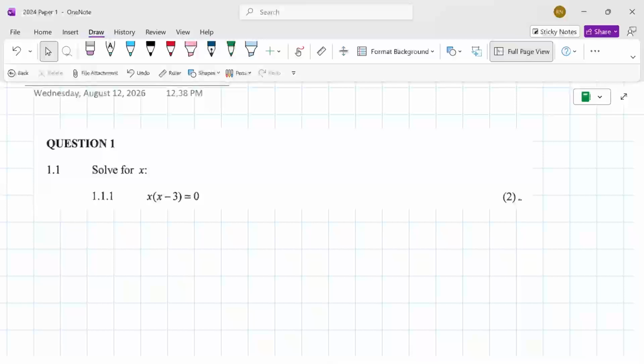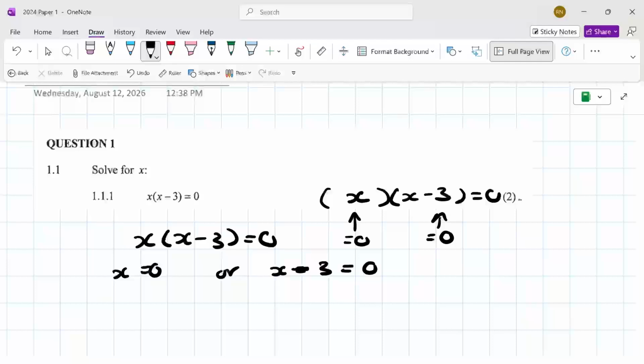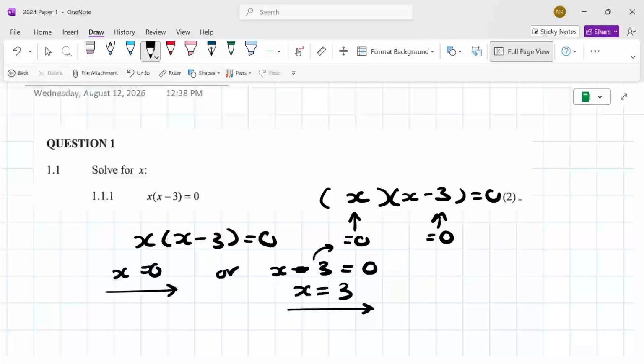Okay, so in grade 10 and 11, you are taught that if you have two brackets and they're equal to zero, then you can set one bracket equal to zero and the other bracket equal to zero. In this case, we have x and x minus 3. So you can say x is equal to 0, or x minus 3 equals 0. And so when we move the 3 to the other side, it'll be a positive now. So your two answers are x equals 0 and x equals 3. Okay, so that one is nice and simple, not too bad.